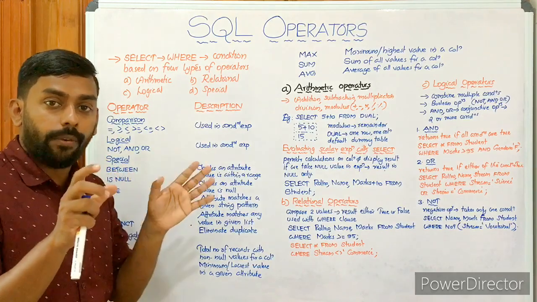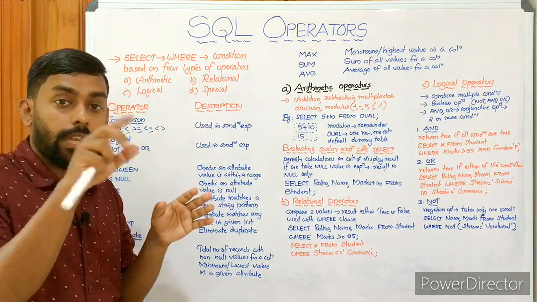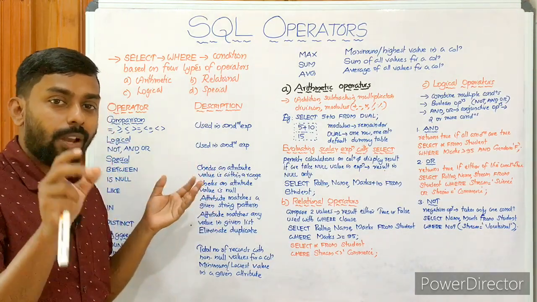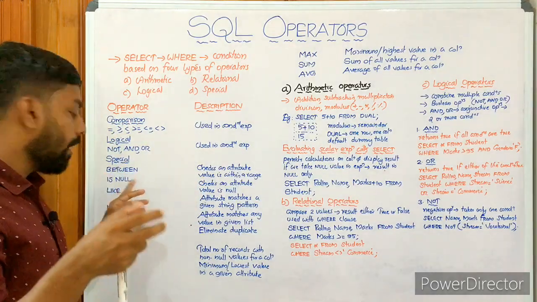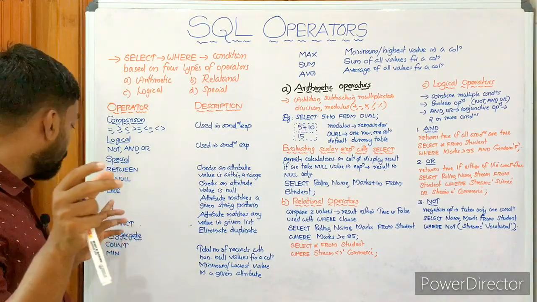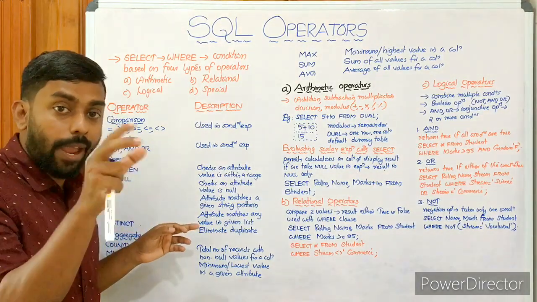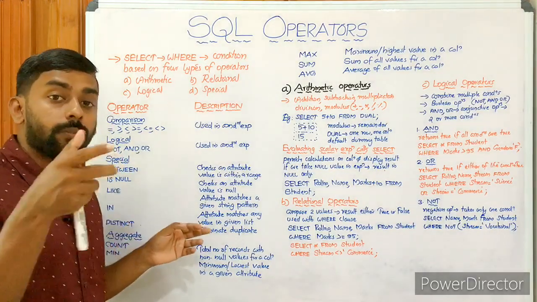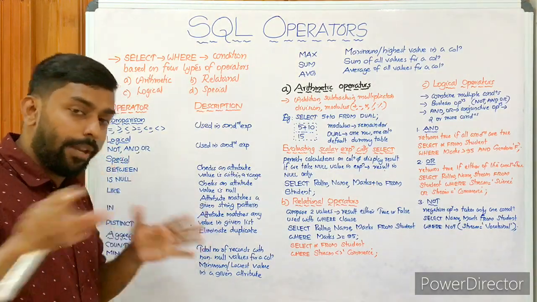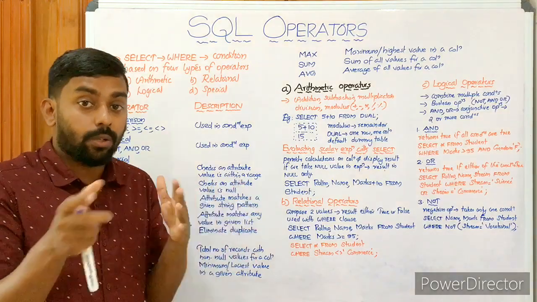Is null, we don't have a provision for equal to null, because null is a value which cannot be assigned to or compared with any value, so we have is null for checking null. Like is used for pattern matching or string matching. Then in matches a given list. Then distinct eliminates duplicate values, ensuring unique values.